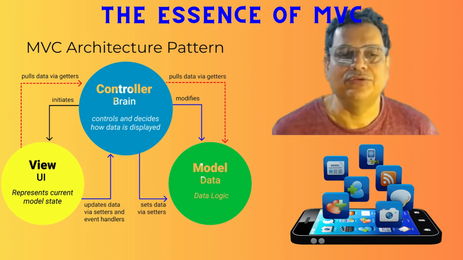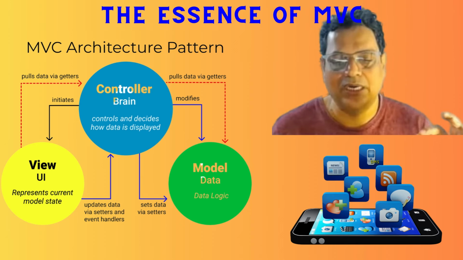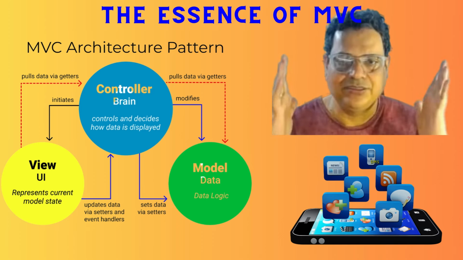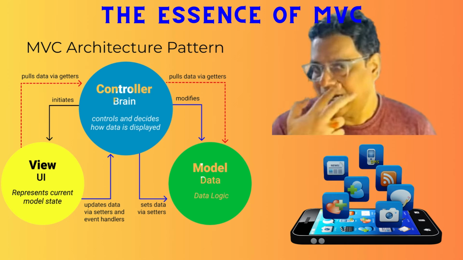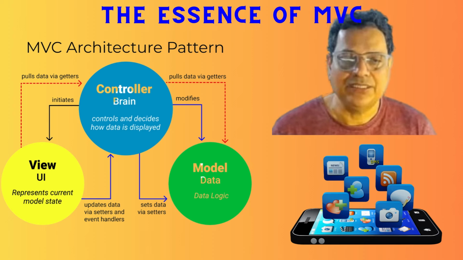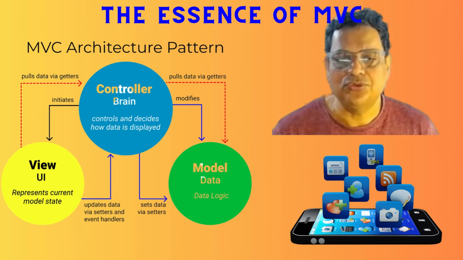Let's break it down. MVC splits an application into three parts: model, view, and controller. Think of the model as the brain, storing all the data and rules. The view is like the eyes, showing you what you need to see. And the controller is the decision maker, taking your request and telling the brain what to do.